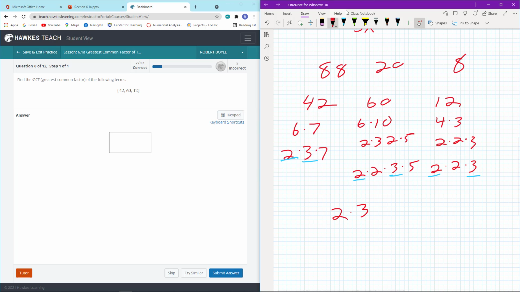Notice here we have a 7, but there's no 7 anywhere else, so that is excluded. Notice here we have a second 2, and this term has a second 2, but the first term does not, so these will be excluded as well. And then finally we have a 5, but it's only in the second term, there's not one in the first term or in the third term, so this is excluded as well. So our greatest common factor is going to be the product of 2 and 3. And in step 4, we will multiply these and we will get 6.